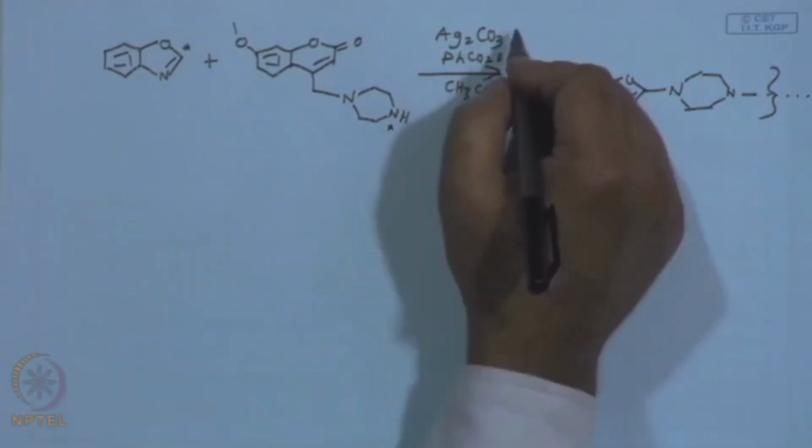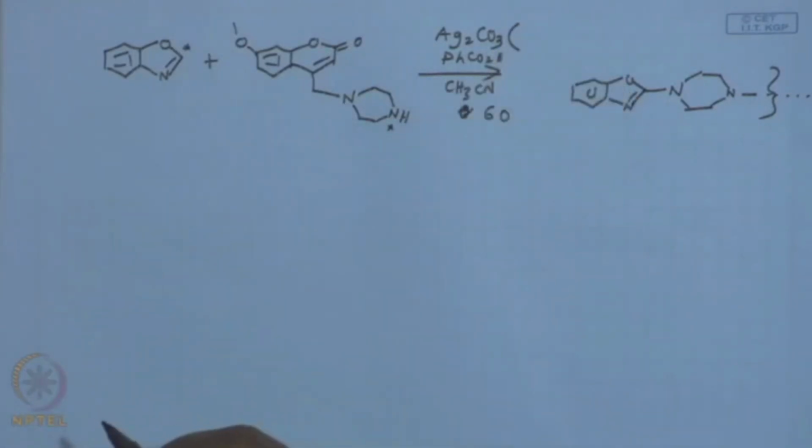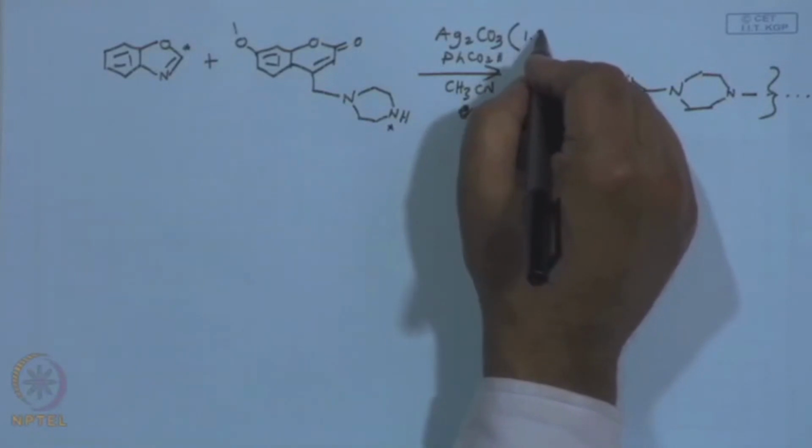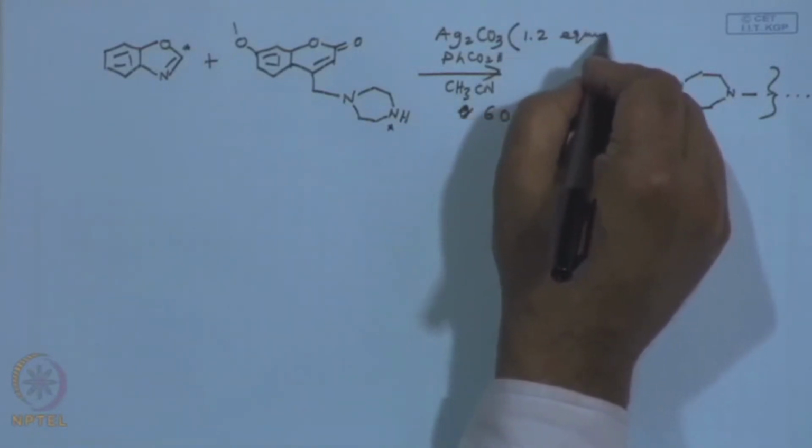But what is the role of silver carbonate? Silver carbonate in this case is the oxidant. Two hydrogens are getting eliminated, so it is an oxidant, and this equivalence is required.